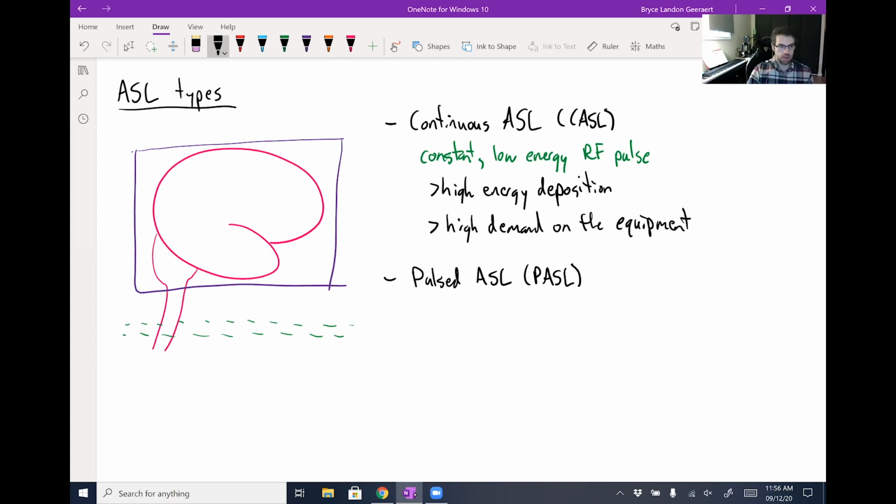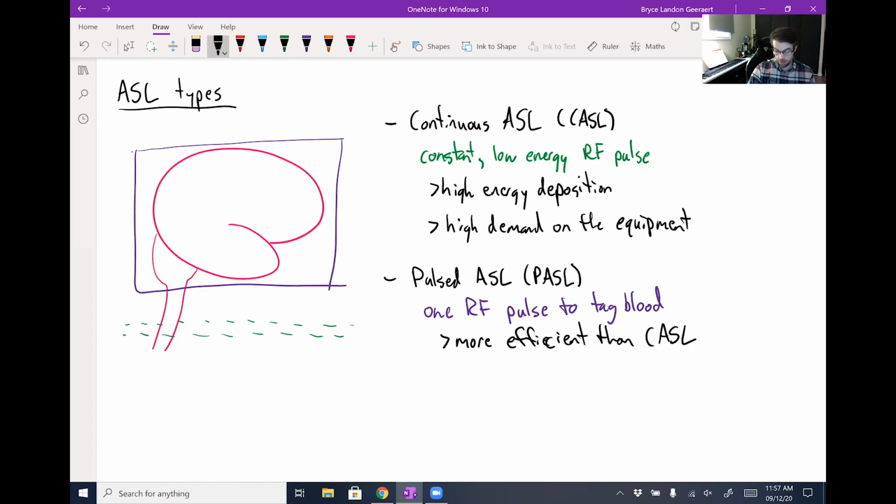The good news is that was more efficient. Let me just draw it down. So one RF pulse to tag blood. So it was more efficient than the CASL method, which is good. But also because you had less tagged blood flowing through your image, you had lower SNR.